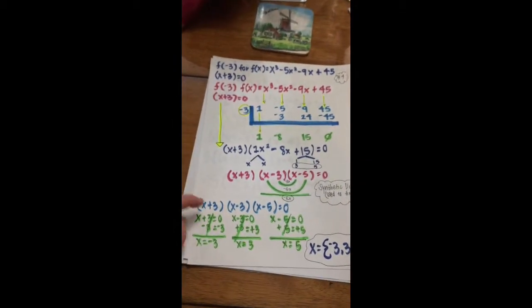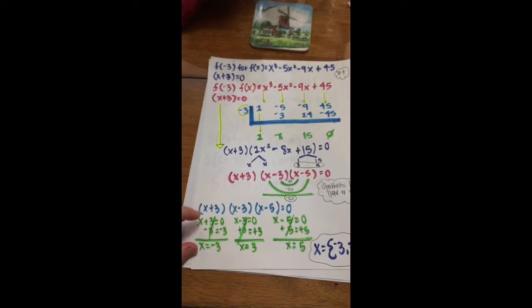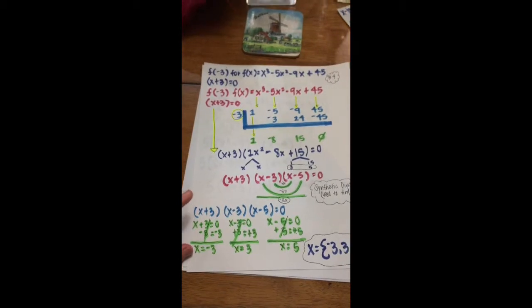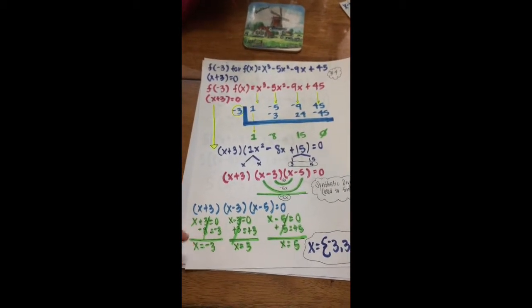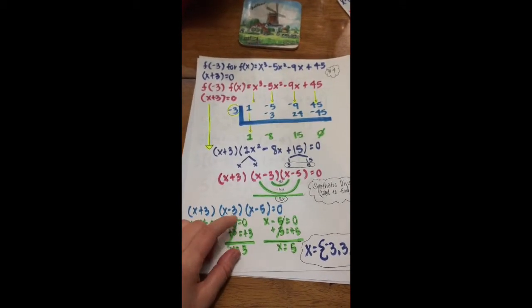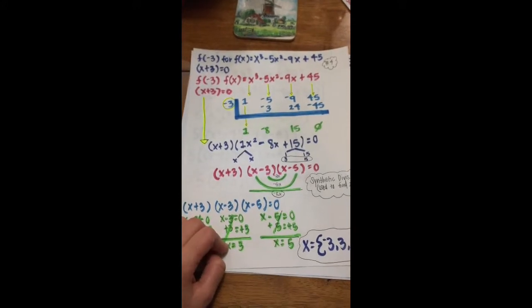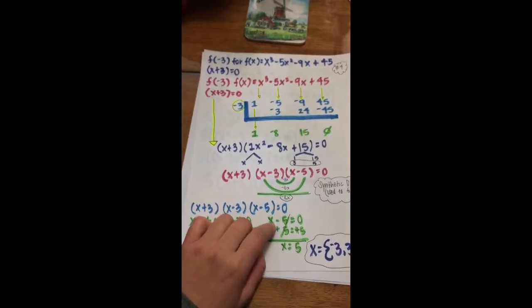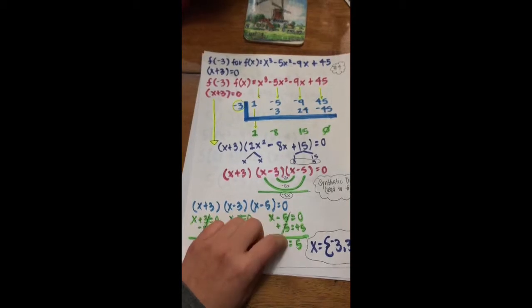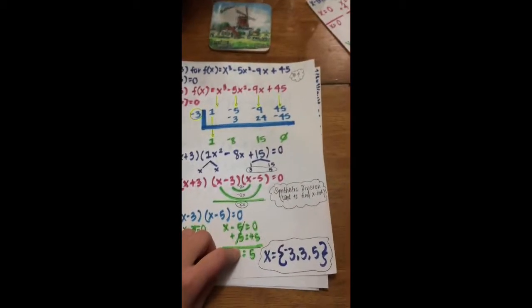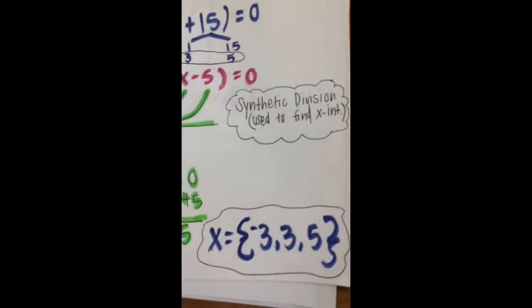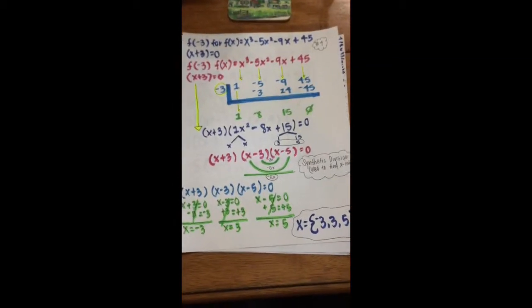So you're going to subtract 3 from this positive 3 and get x equals negative 3. You're going to add this 3 to this negative 3 and get x equals 3. And add this 5 to this negative 5 and get x equals 5. And your x-intercepts are going to be negative 3, 3, and 5. And this was all completed by doing something called synthetic division.